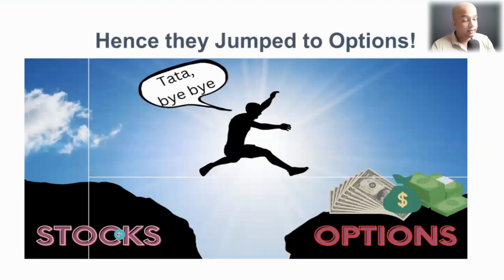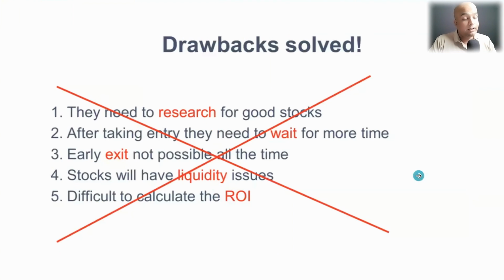That is the reason they jumped to options. I don't say all the big shots 100% started pushing the money to options, but at least some portion of their capital they started pushing into option selling especially. How much percentage, I don't know, because I don't have that data. So that is the reason we need to understand the OI information with options, because this will negate all the drawbacks. They don't have to research for good stocks.